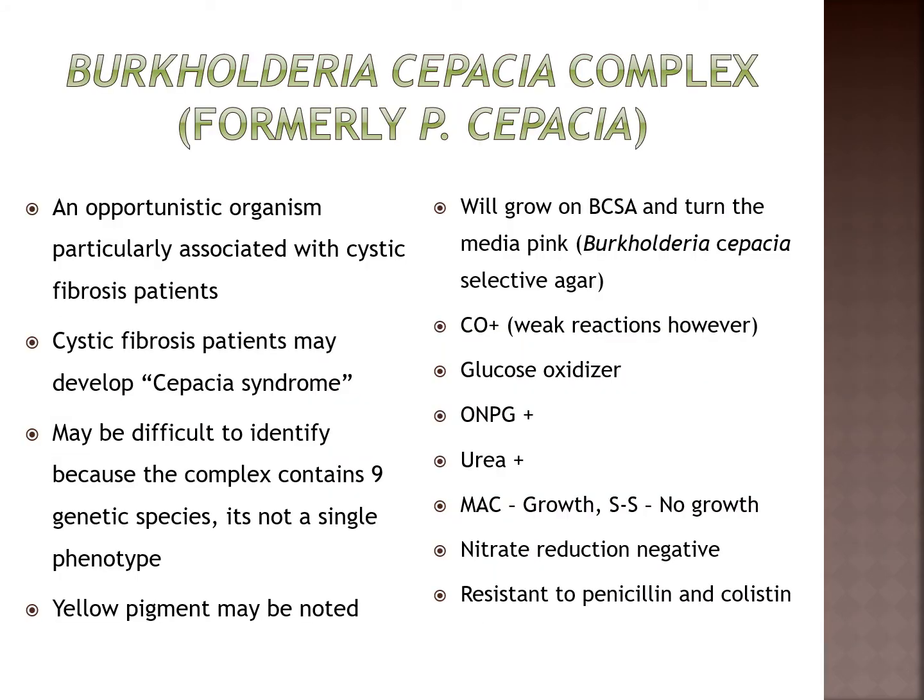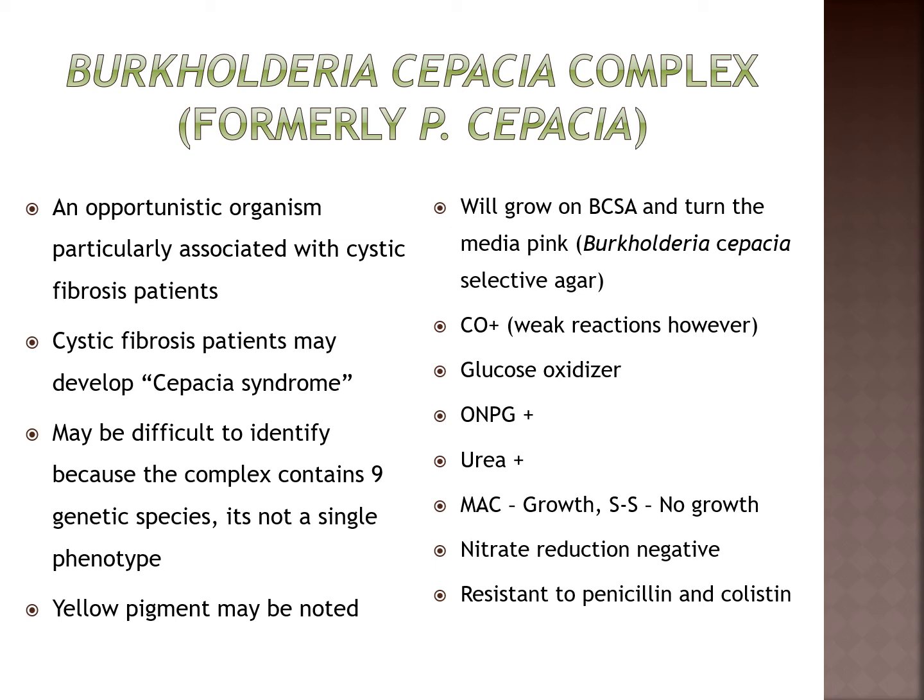Burkholderia cepacia complex is an opportunistic organism, and people that have cystic fibrosis often develop lung infections with Burkholderia cepacia. They develop what's known as cepacia syndrome. It may be difficult to identify this organism because it contains 9 genetic species. It's not just one single phenotype. This particular organism can be yellow. It's going to grow on a selective media known as Burkholderia cepacia selective agar, or BCSA. That would be the media of choice to isolate Burkholderia cepacia.